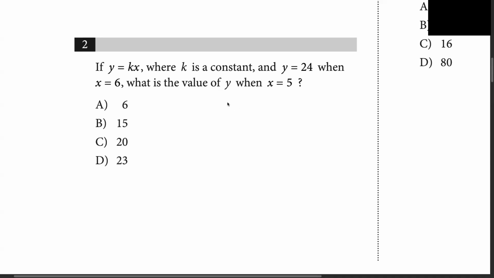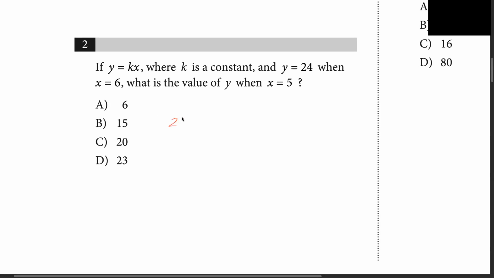So the question that I always like to ask myself on all of these questions is, why are they giving me the information that they're giving me? So we see that they give us this equation, and then they tell us that y equals 24 when x equals 6. So the reason that they give us that is because using those two values of y and x, we can figure out what k equals by plugging them in. So let's plug them in.